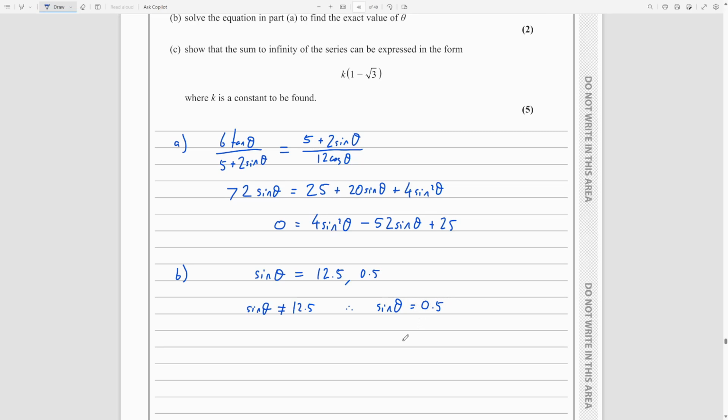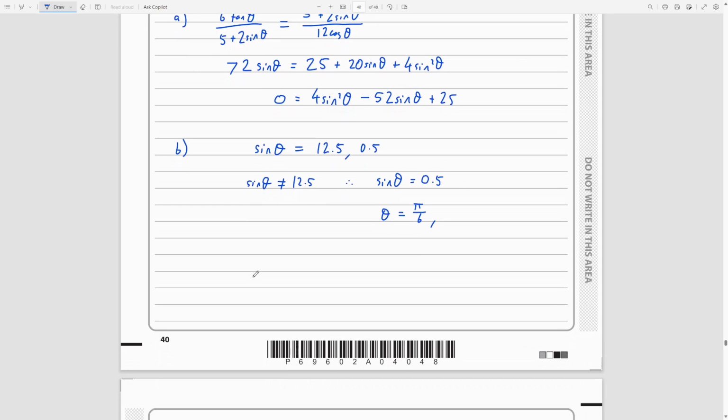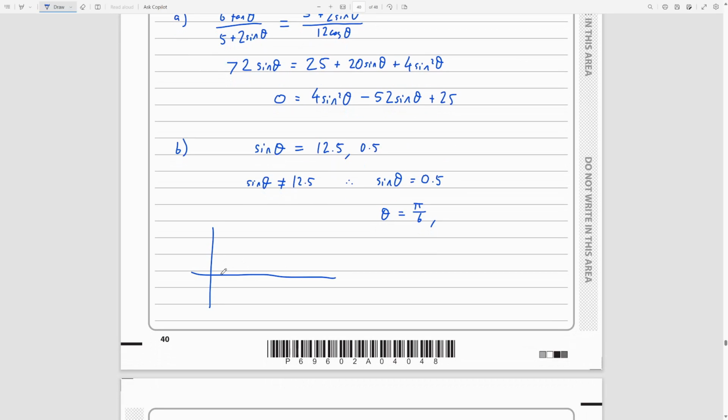And I want the obtuse value. So the first solution in radians is pi over 6, but that's an acute angle. The obtuse one is pi minus that. Remember that for sine, if you have a first solution here, your second solution is pi minus the first. So that's 5 pi over 6, and so therefore theta equals 5 pi over 6. That's the obtuse solution.